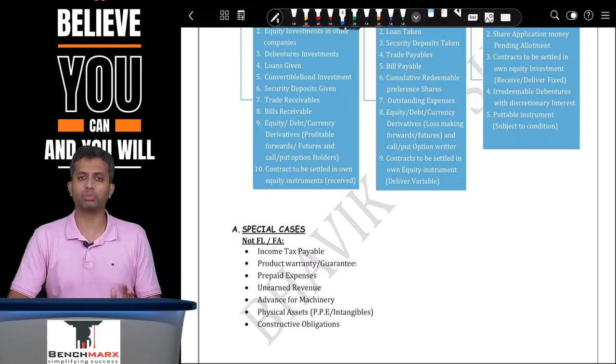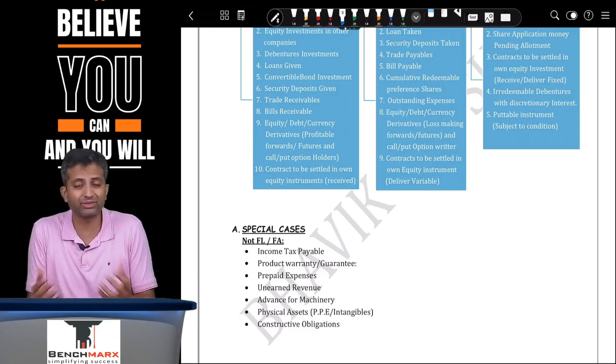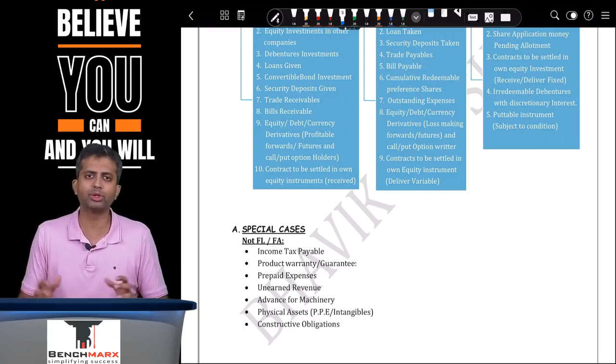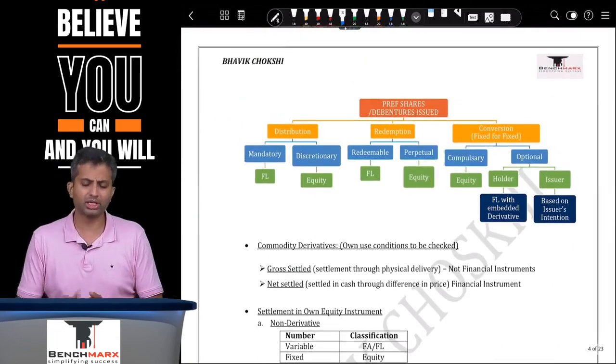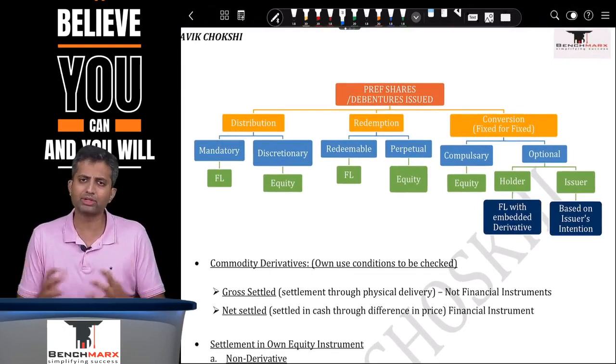And then constructive obligations. These are obligations that arise due to past practices or published policies. Basically, they are not contractual obligations and hence we don't consider them to be financial instruments. So these are a few special cases. A very important thing that you have to remember here is about preference shares or debentures as a case.